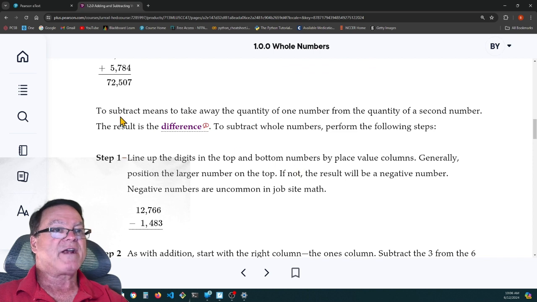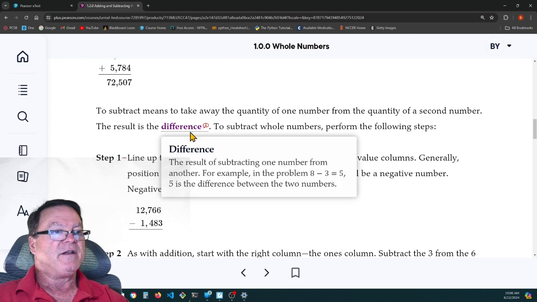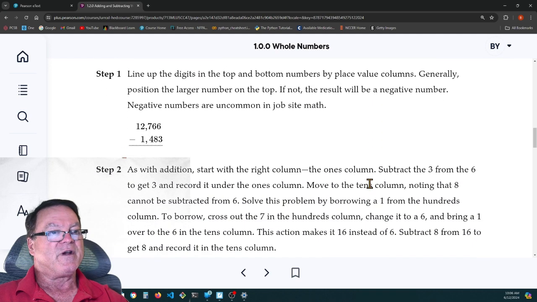Now we're going to do subtraction. To subtract means to take away the quantity of one number from the quantity of a second number. The result is the difference. Difference is the result of subtracting one number from another. For example, in the problem 8 minus 3 equals 5, 5 is the difference between the two numbers. So here we have 12,766 minus 1,483. Well, we're going to have to borrow.